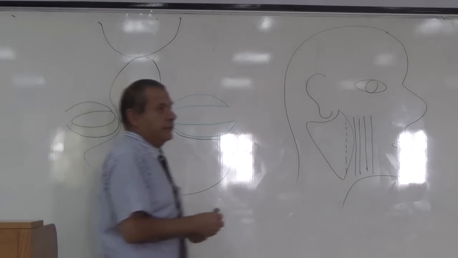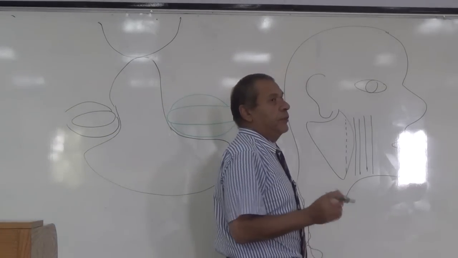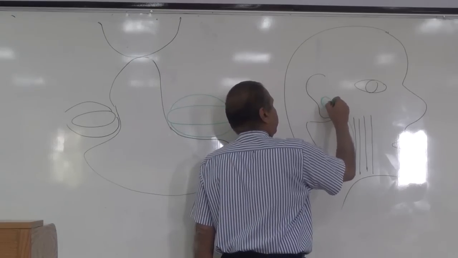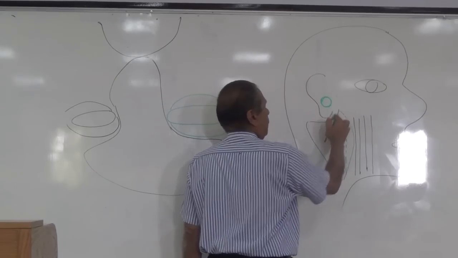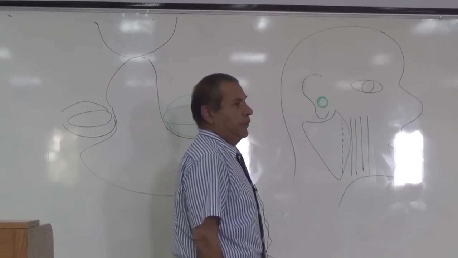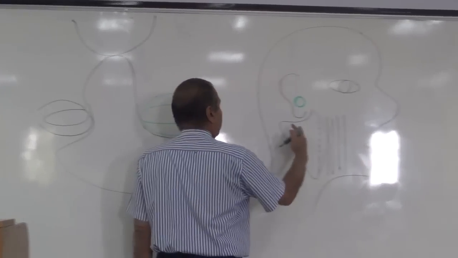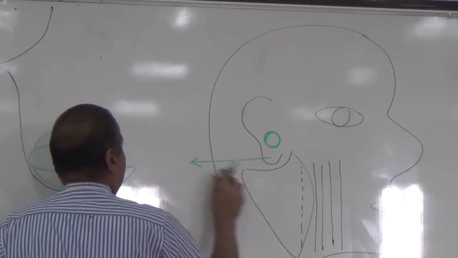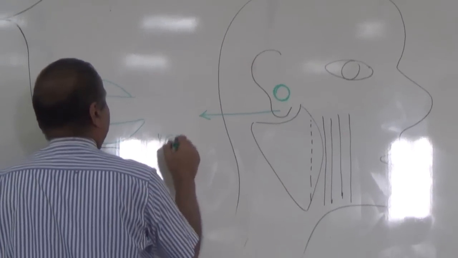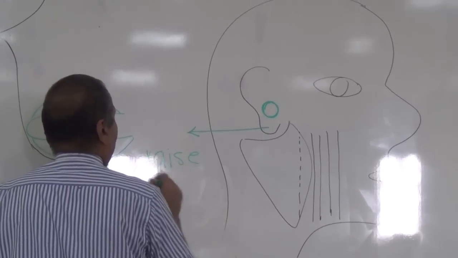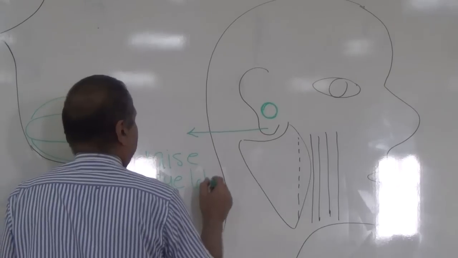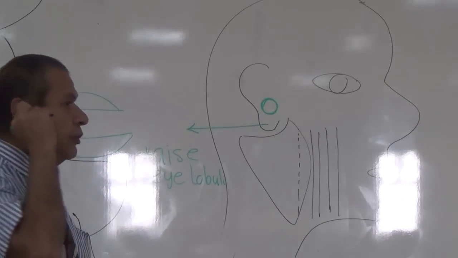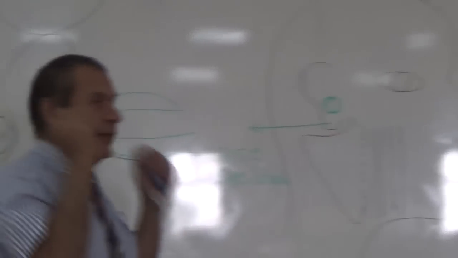The parotid gland. Most important things in the parotid gland. Number one, it lies below the external acoustic meatus, below the auricle. So if there is a parotid swelling, it will raise the lobule of the ear, which is characteristic, indicating that this is a parotid swelling.